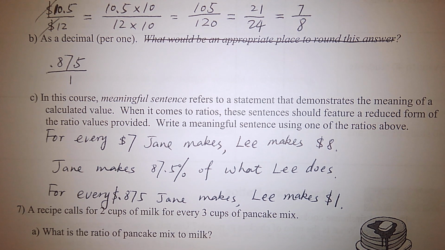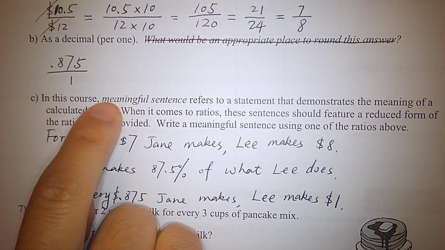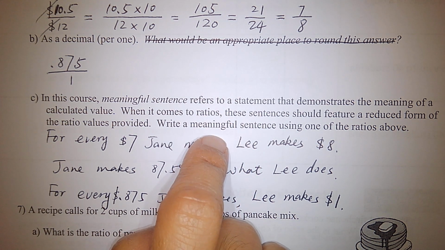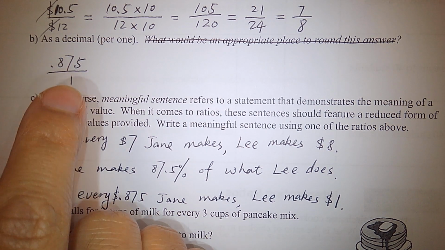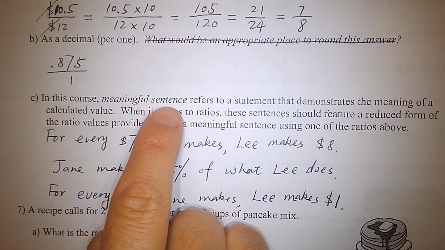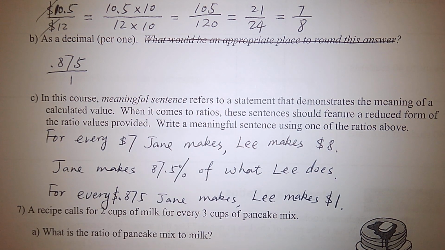So that's good, everybody, for this question. It is a very good question because it asks us to write the ratio in both fraction and decimal form. Also, it asks us to use a meaningful sentence to describe the ratio. So in your exam, you might encounter questions like, find a ratio in a fraction way or decimal way, and then write a meaningful sentence to it. So be prepared for this type of problem, okay?